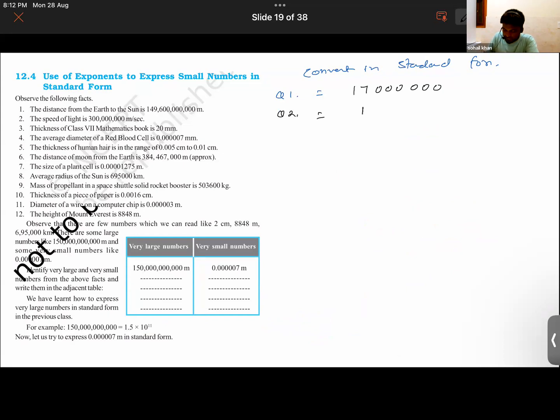Another question is 11000. Convert these three numbers in standard form.